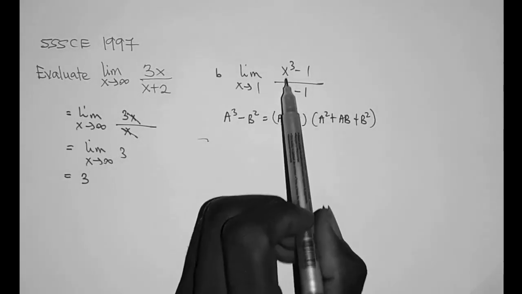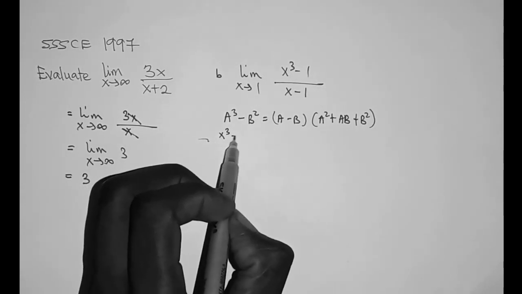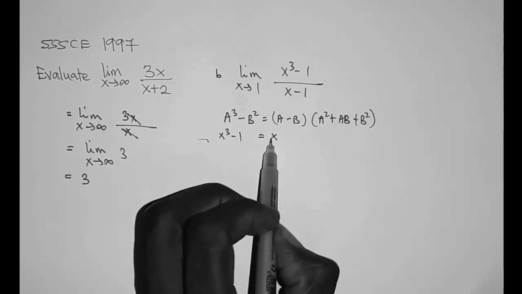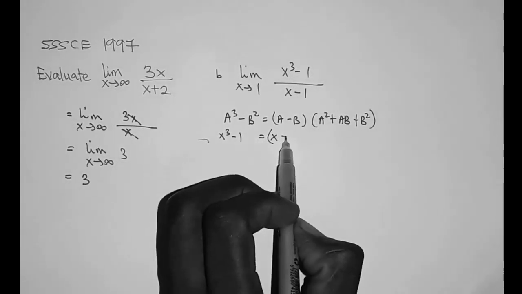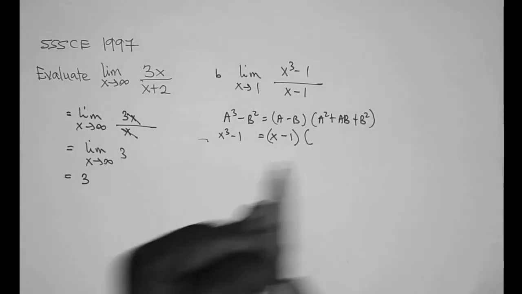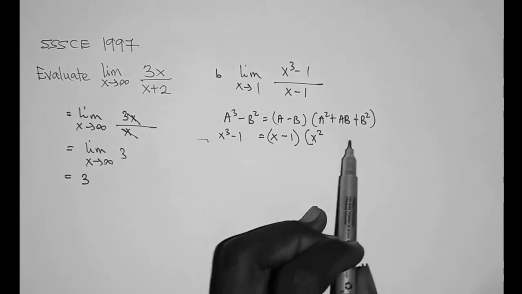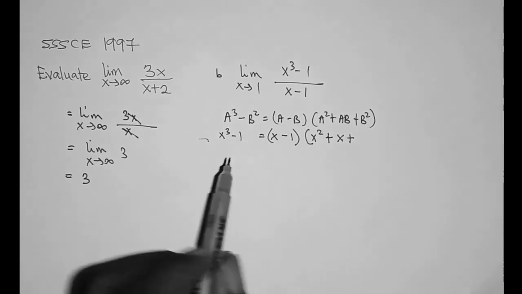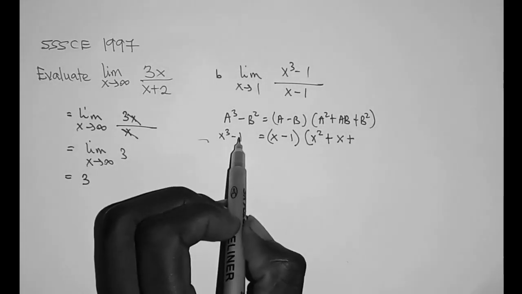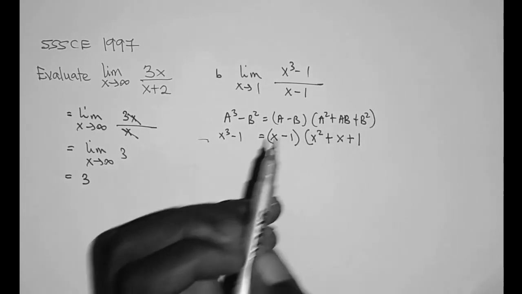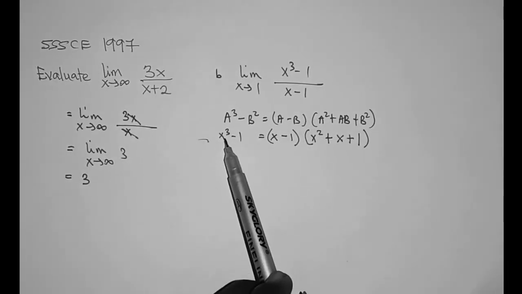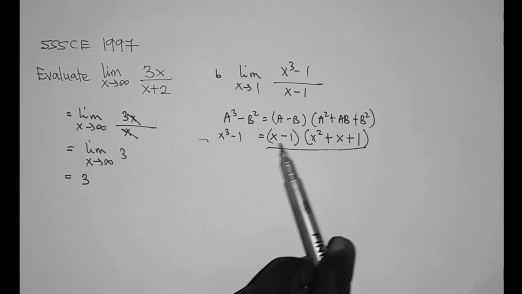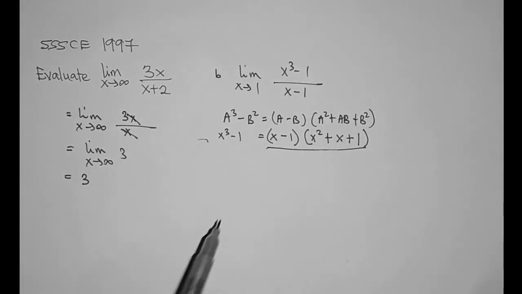So we want to factorize x cubed minus 1. This is equal to, our a is x, so x, minus our b which is 1, times our a squared, which is x squared, plus our a times b, x times 1, which is x, plus our b squared, and b is 1, so 1 squared is 1. And therefore, x cubed minus 1 is equal to this. You can expand it, and you should still get back x cubed minus 1.